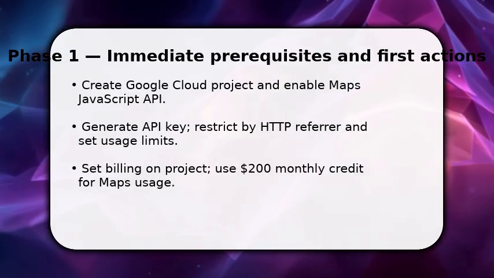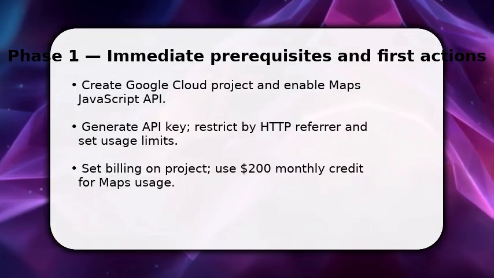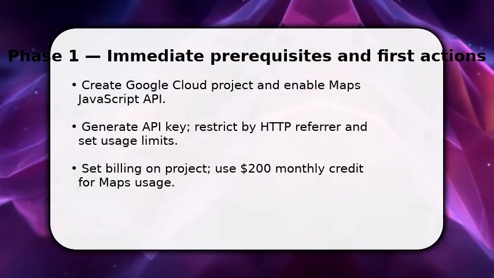Google requires a billing account, but you get $200 monthly credit, which covers many small sites. Once done, copy the API key. You'll paste it into the site's header in the next step.